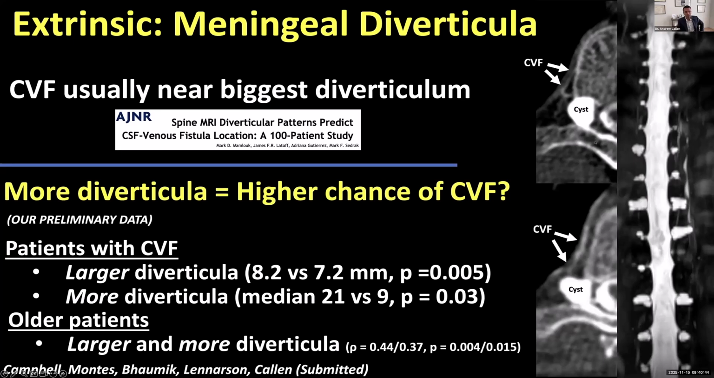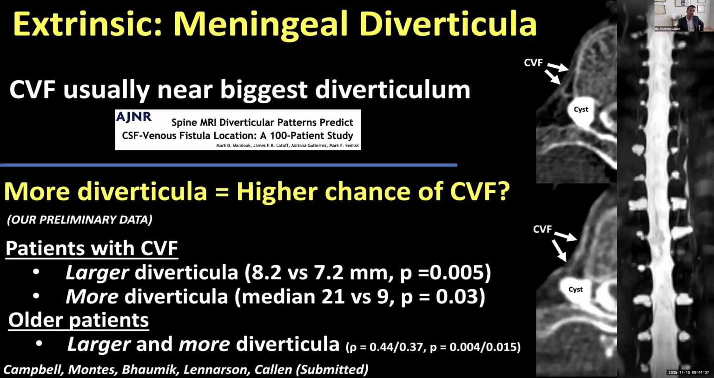We also have some preliminary data, which is currently submitted, not yet accepted for publication, so take it with a grain of salt. But we looked at the relationship of finding a CSF venous fistula to the size and number of diverticula. And we found that both larger and more diverticula were associated with a higher chance of finding a CSF venous fistula.